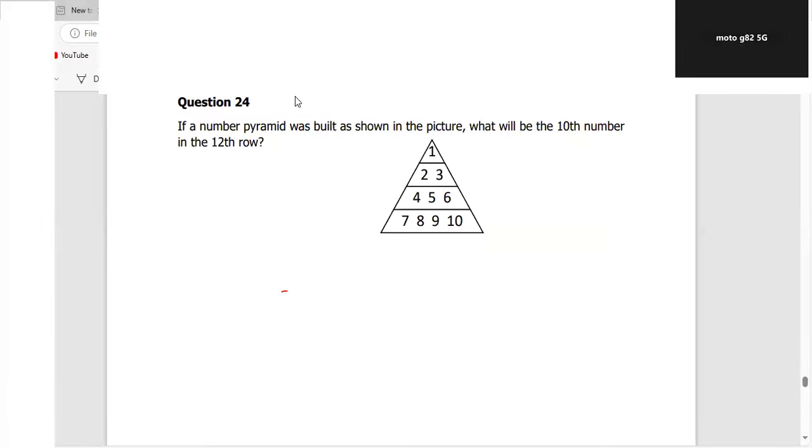Question number 24. If the number pyramid was built as shown in the picture, what will be the 10th number in the 12th row? Okay, so let's just see how this works. There are 4 rows here. We have to go till the 12th row. So what is the difference here? See, this is +1, then this is +2, then this is +3, then this will be +4, which will be 11. So then you have 12, 13, 14, and 15.